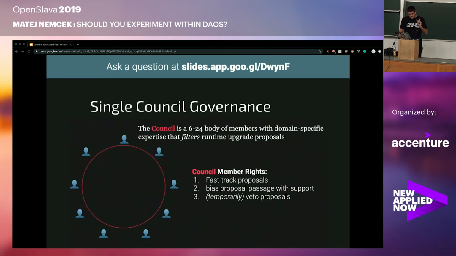So this picture shows how the whole single council governance on Polkadot looks. You have the members who are so-called domain experts in each thing, because you have proposals, and you are voting for, let's say, protocol upgrades, and you have a lot of them, like what the fee per transaction could be. And every council member has 3 rights right now. They have fast track proposals, they have biased proposals with specific support, and they have veto. Actually, there is a problem right now: by one veto, they could shut down the network, but it hasn't happened yet.